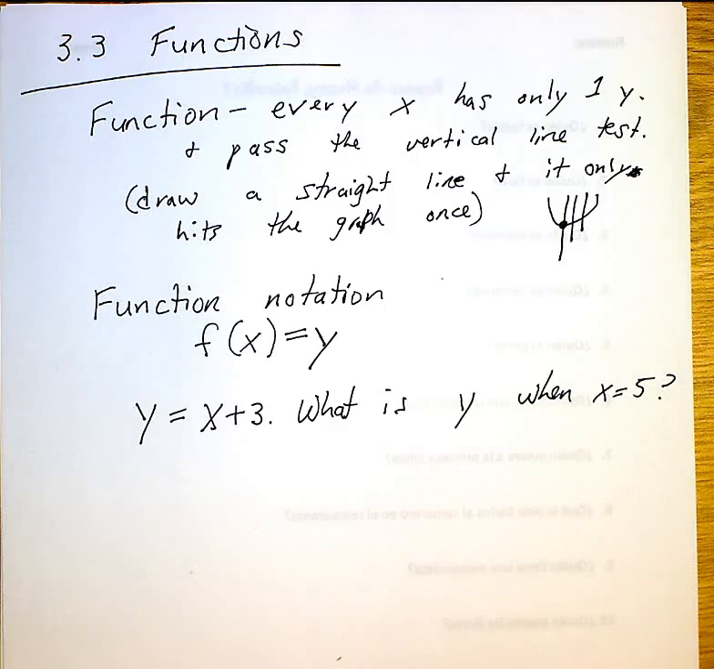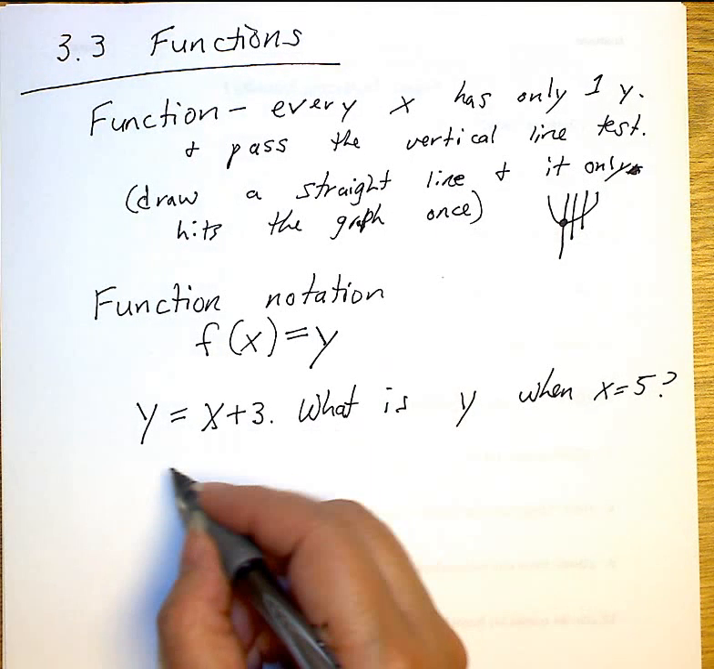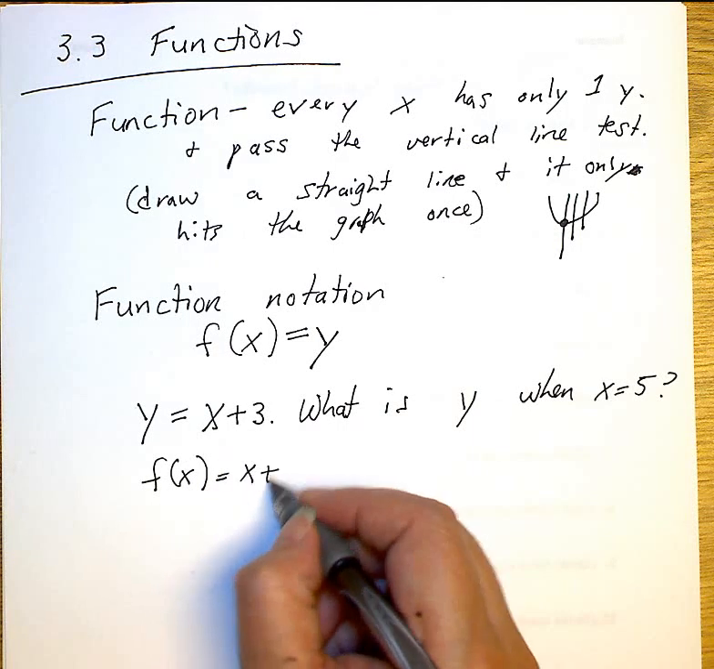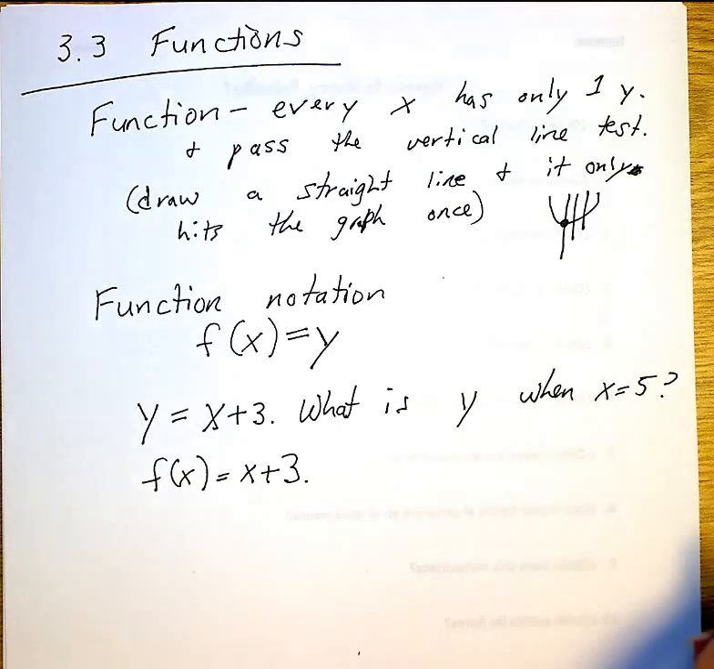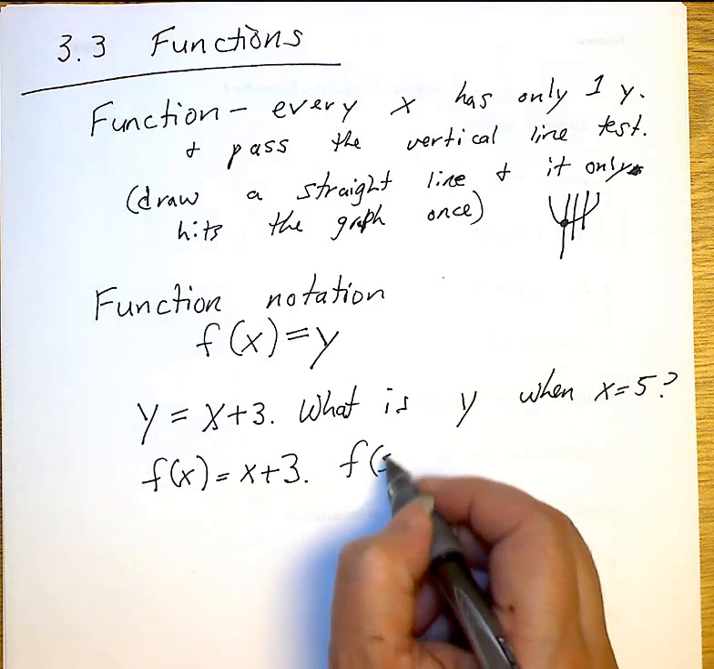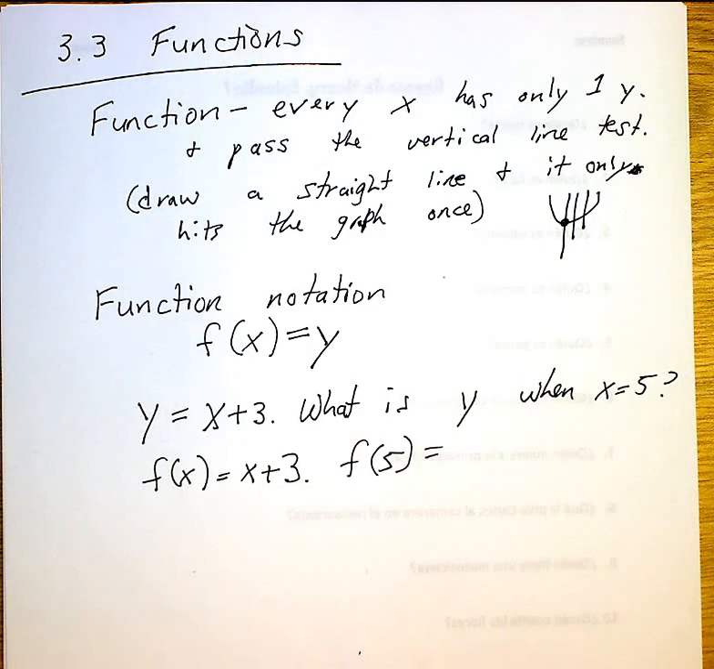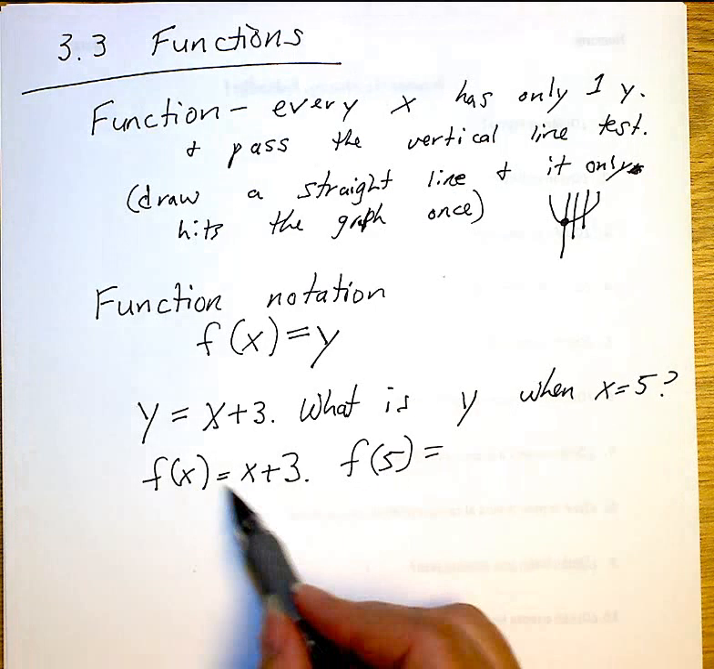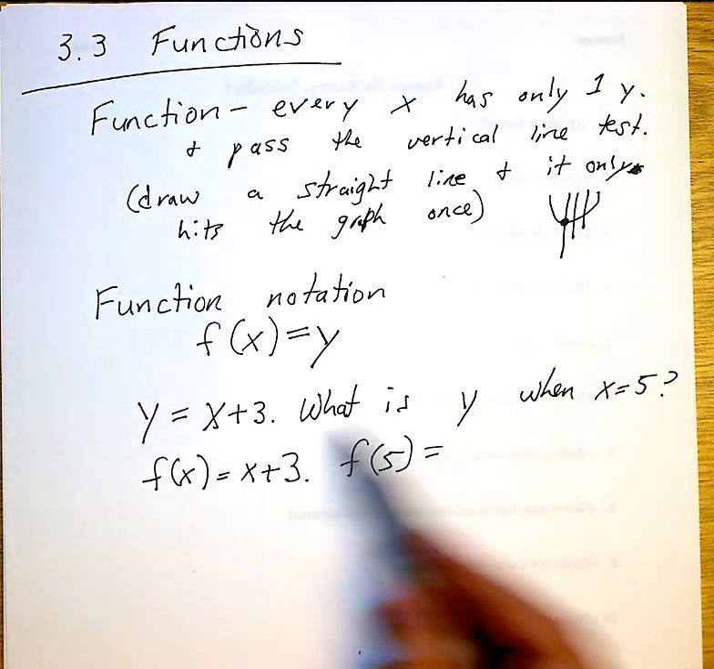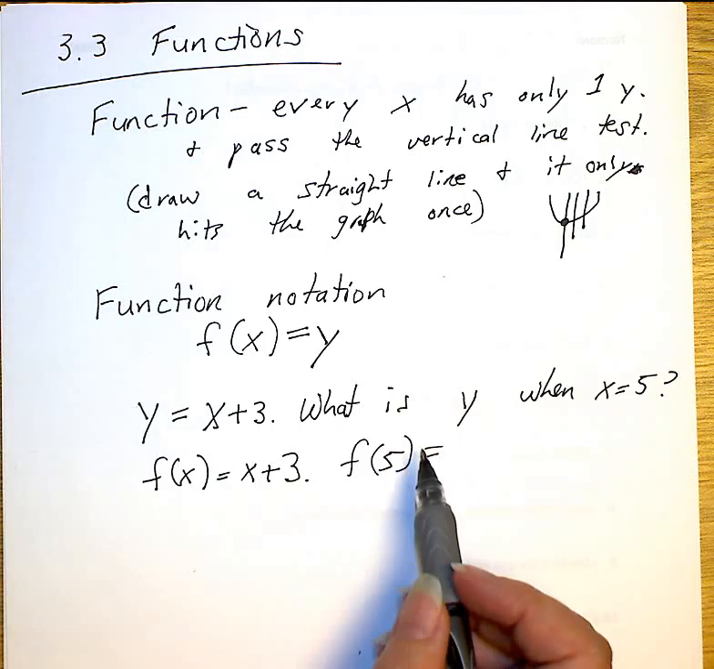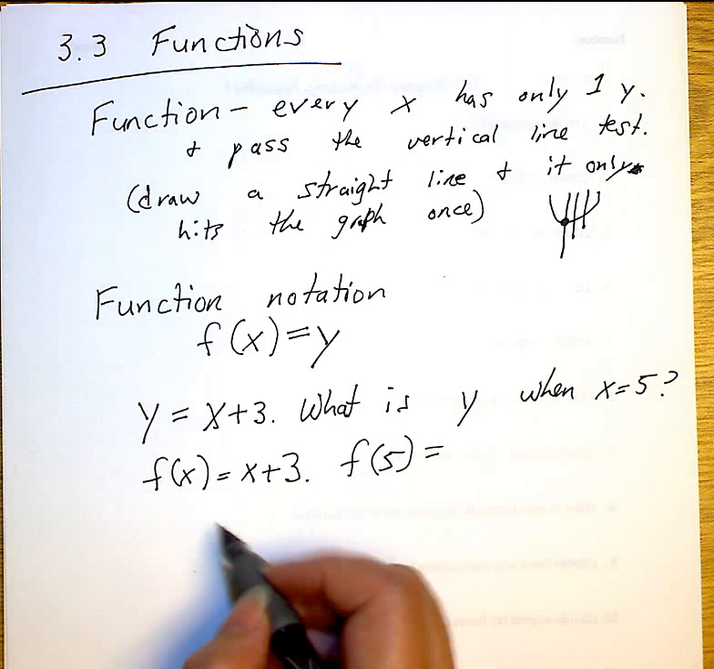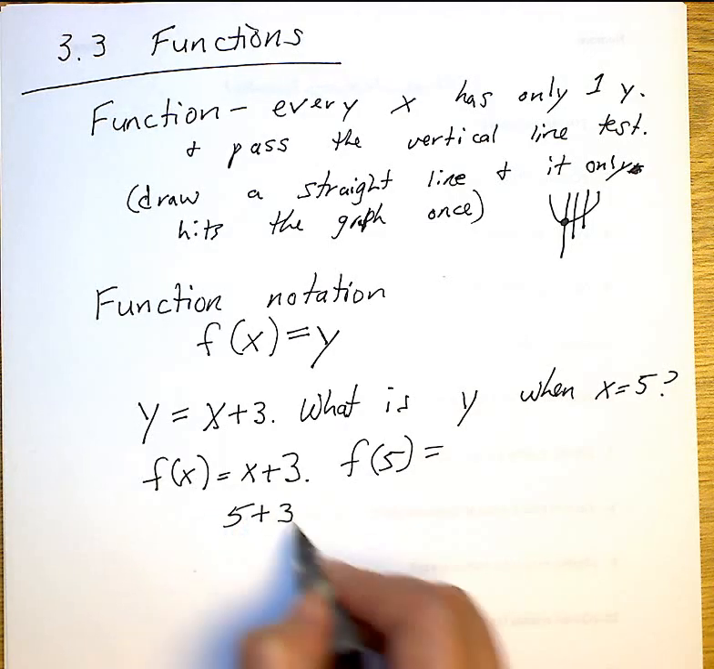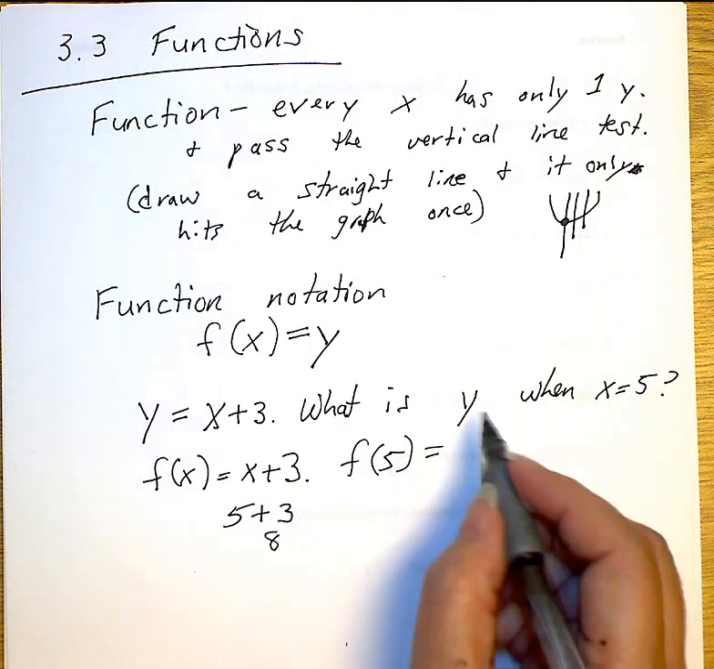So what function notation is, we'll say f of x is equal to x plus 3. And then all I have to do is say f of 5 equals. This replaces all of that. So it's saying plug in 5 for your x. It's the same thing that it just said above, but now it's saying to go through and plug in 5. So all we do is we plug in a 5 there. So we have 5 plus 3, which is 8. So f of 5 equals 8.